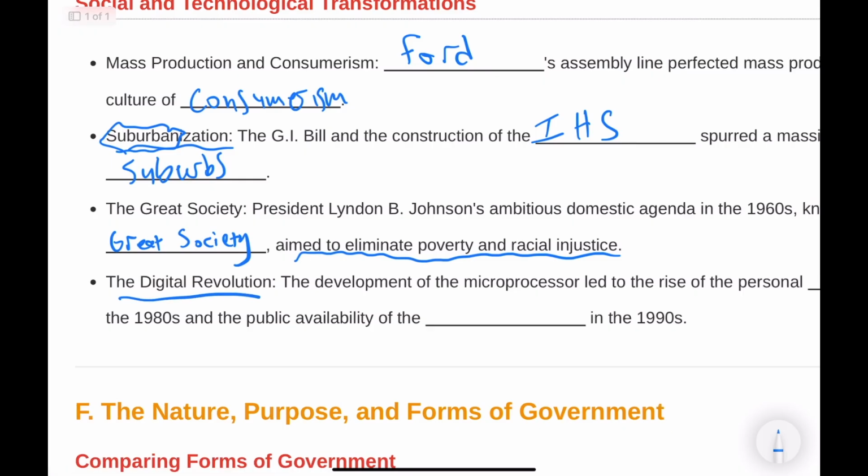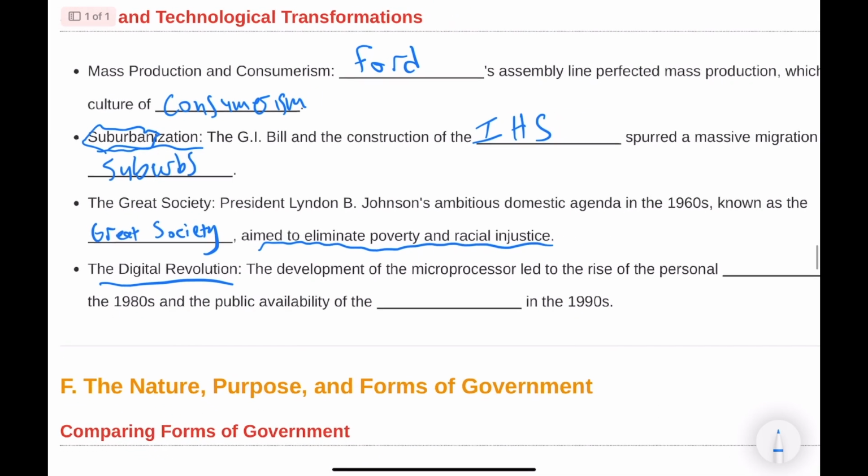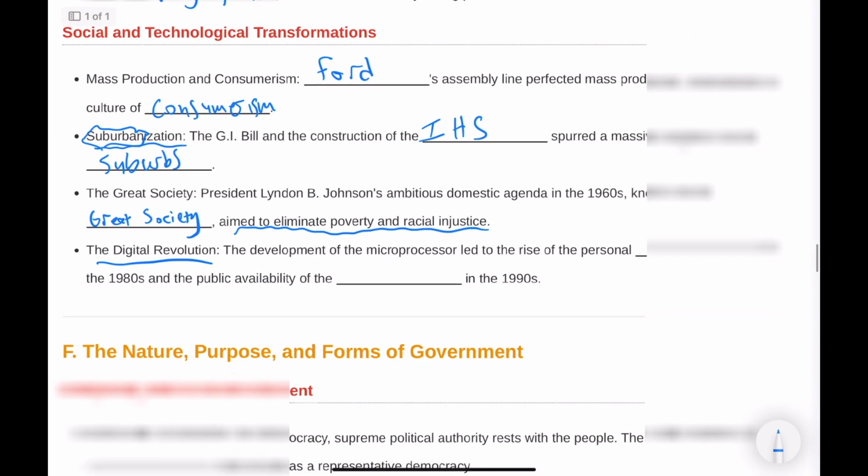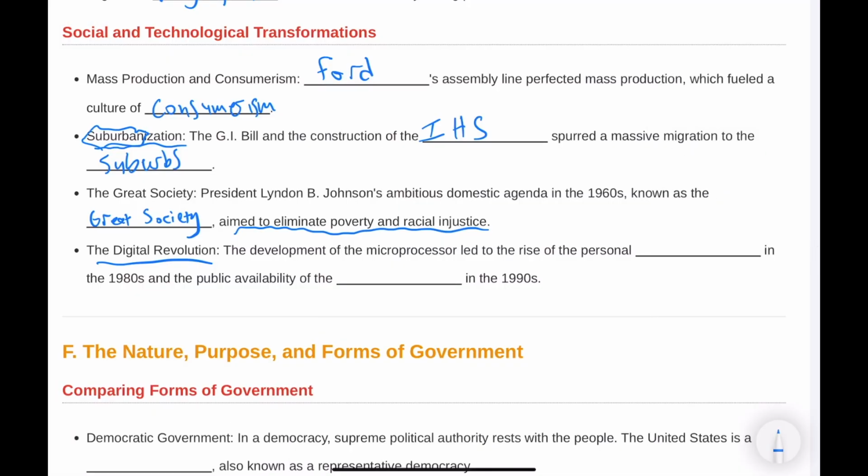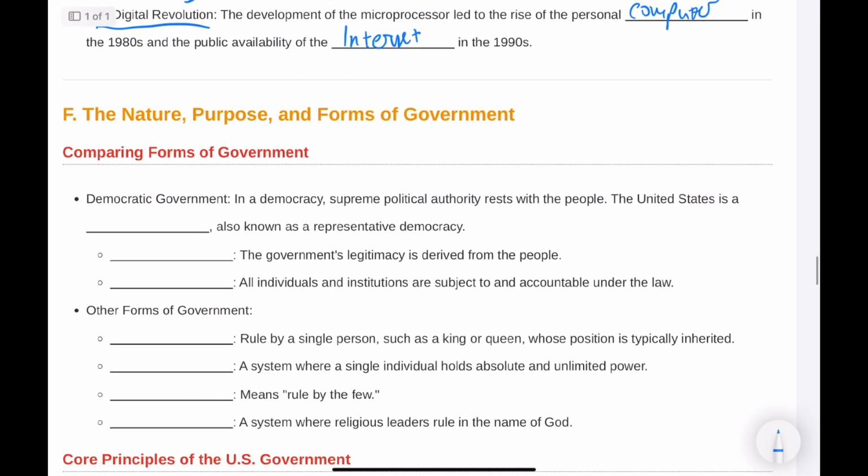And here we have the digital revolution. The development of the microprocessor led to the rise of personal computing, or the personal computer, in the 1980s, and the public availability of the internet in the 1990s. All right, moving on, we are going to the nature, purpose, and forms of government, another very important section for passing your test.